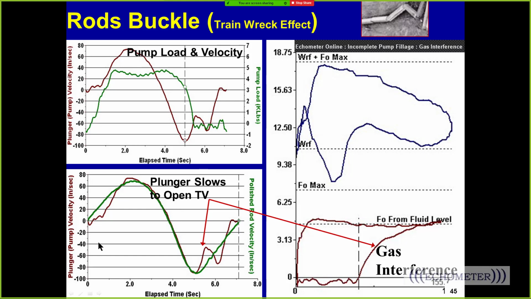So if you look at this, the green is the polished rod velocity, and the red is the plunger velocity. And right about here, when we start to compress the gas, the plunger slows down. And so when the plunger slows down at the bottom of the rod string, you have a train wreck. And the rods start to rub on the tubing and create a hole, because the polished rod's coming down fast and the plunger is starting to come in. It slows down.